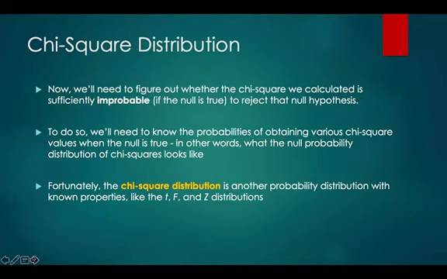Now we'll need to figure out whether the chi-square we calculated is sufficiently improbable, if the null is true, to reject that null hypothesis. To do so, we'll need to know the probabilities of attaining various chi-square values when the null is true. In other words, what the null probability distribution of chi-squares looks like. Fortunately, the chi-square distribution is another probability distribution with known properties, just like the t, f, and z distributions.